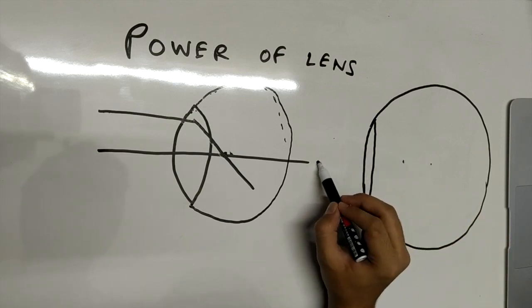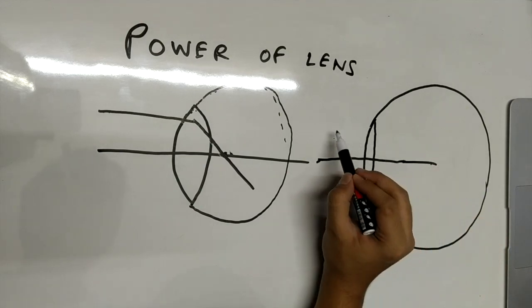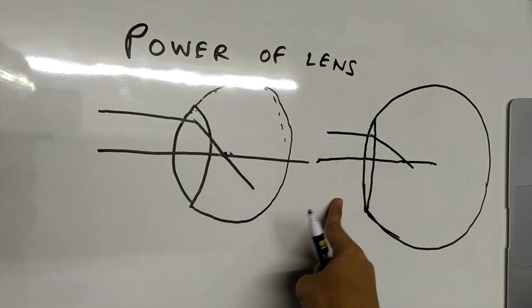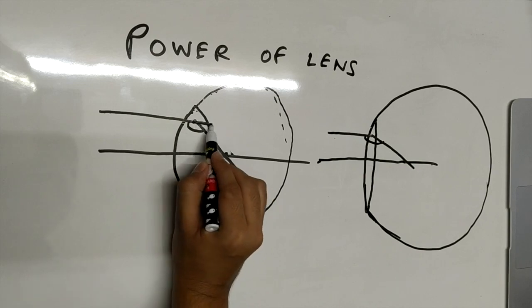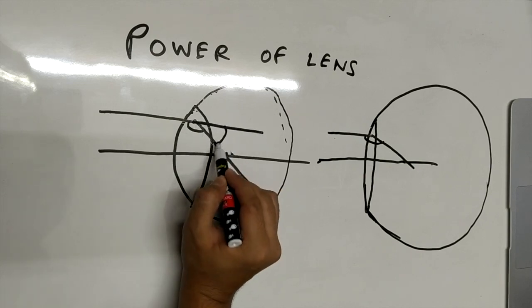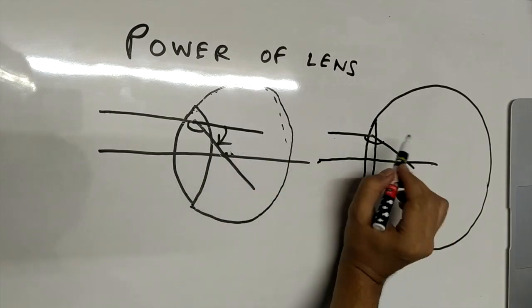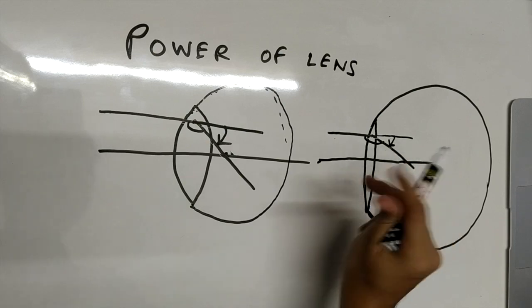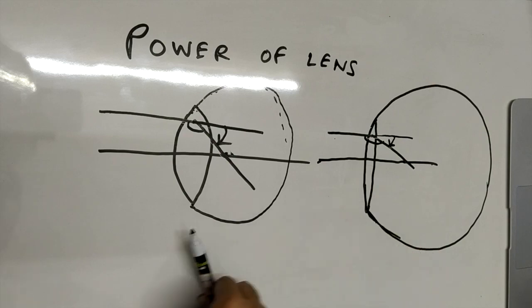So now let us draw the principal axis, then let us draw a parallel ray. Which lens is bending it more? We have to see how much it bent. Instead of traveling like this, it has bent by this much. So this lens has more power. Here also, instead of traveling like this, it has bent this much. This has bent more. So whichever lens bends it more will have more power.